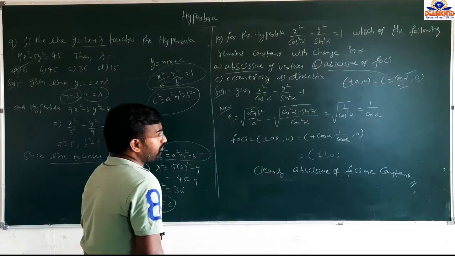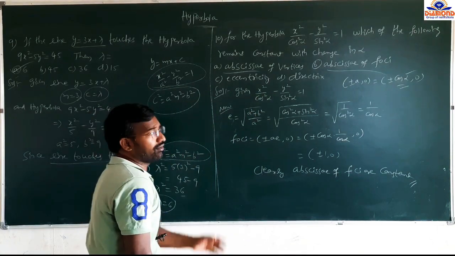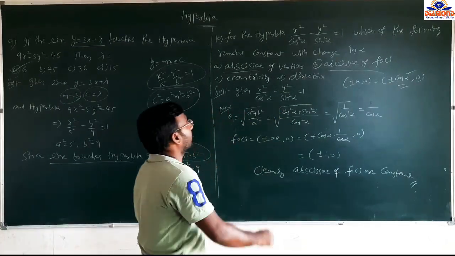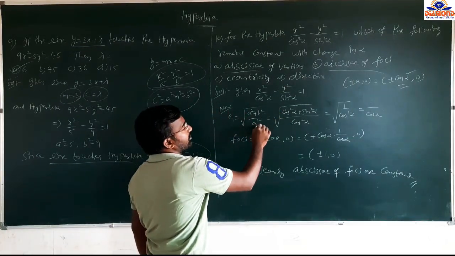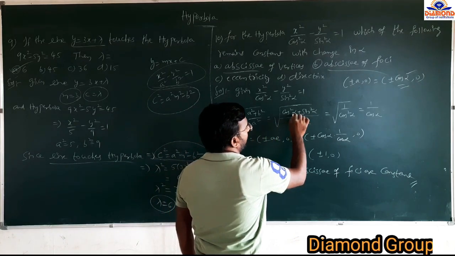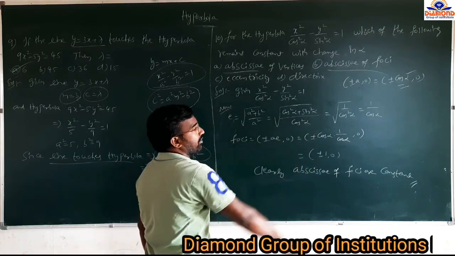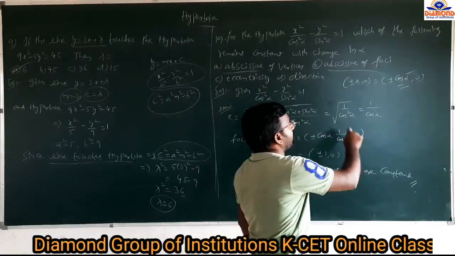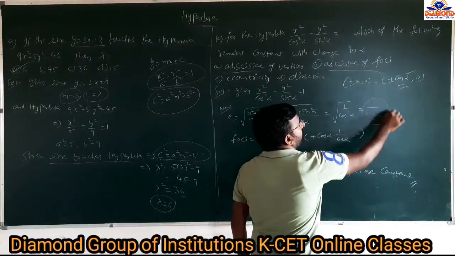Next, Foci. For finding the Foci, first find out eccentricity. Eccentricity equal to root over a square plus b square by a square, equal to under the root of cos square alpha plus sin square alpha by cos square alpha. You know the identity sin square plus cos square is 1. So 1 by cos square alpha, root is nothing but 1 by cos alpha.